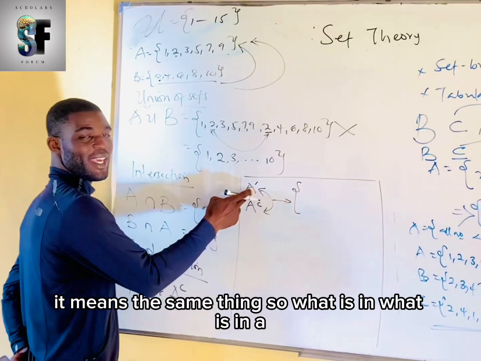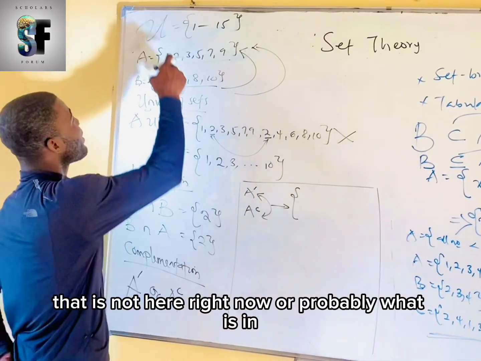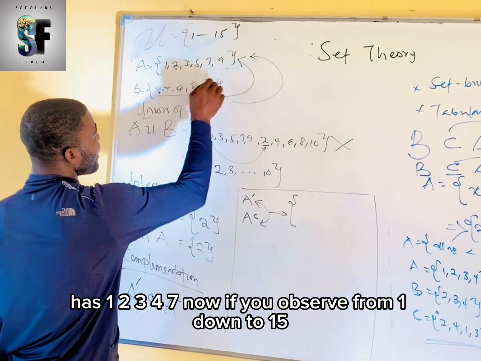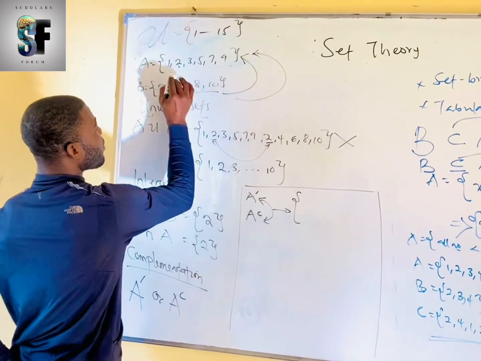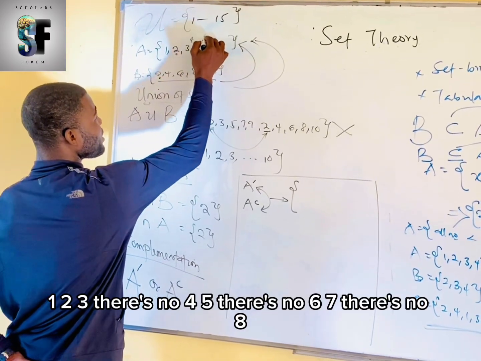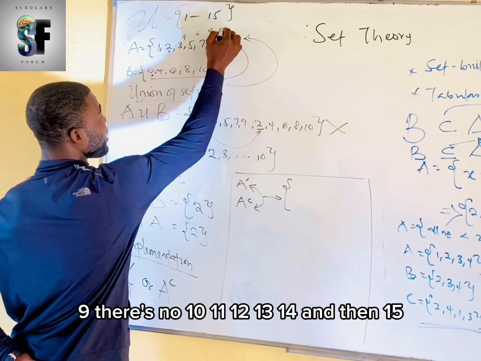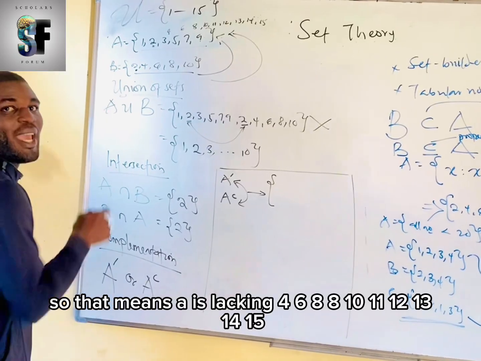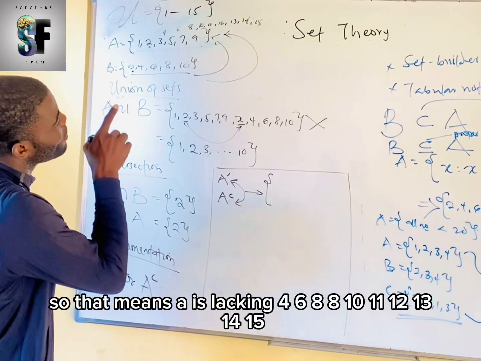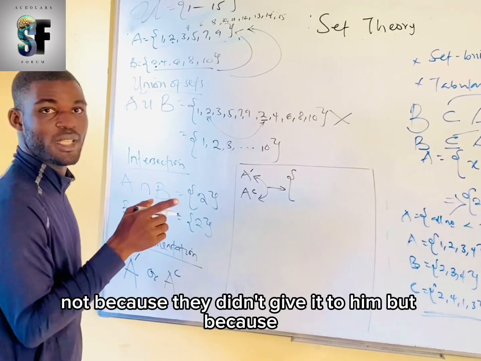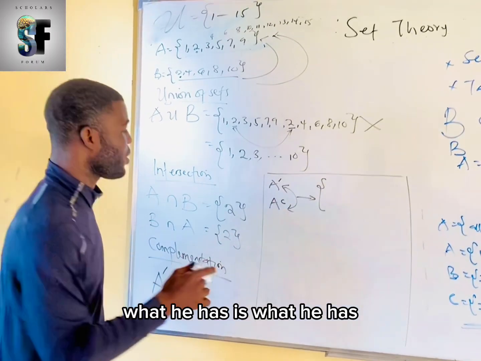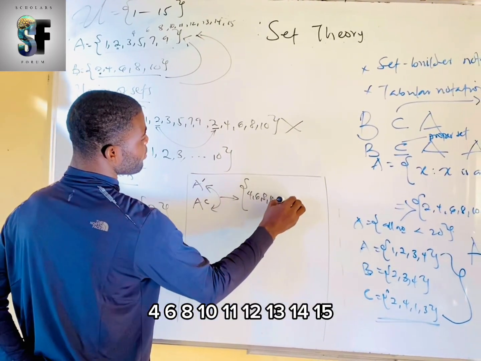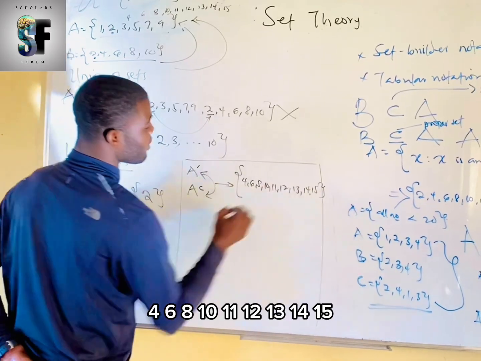So what is in the universal set that is not in A right now? Now A has 1, 2, 3, 4, 7, 9. Now if you observe from 1 down to 15, 1, 2, 3, there's no 4, 5, there's no 6, 7, there's no 8, 9, there's no 10, 11, 12, 13, 14, and then 15. So that means A is lacking 4, 6, 8, 10, 11, 12, 13, 14, 15. It doesn't have that, not because they didn't give it to him, but because what he has is what he has. So at the end of the day, you have 4, 6, 8, 10, 11, 12, 13, 14, 15. Now this is A complement.